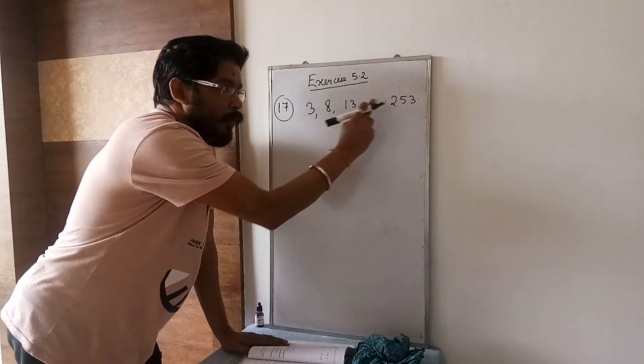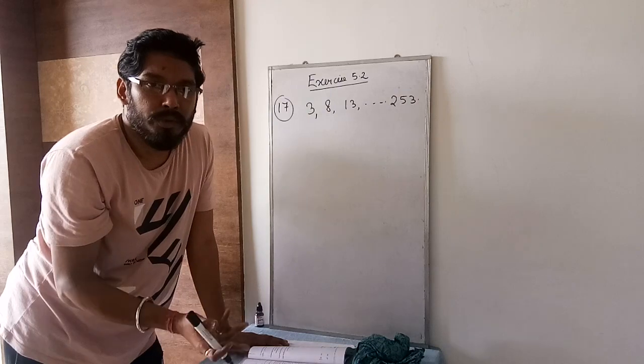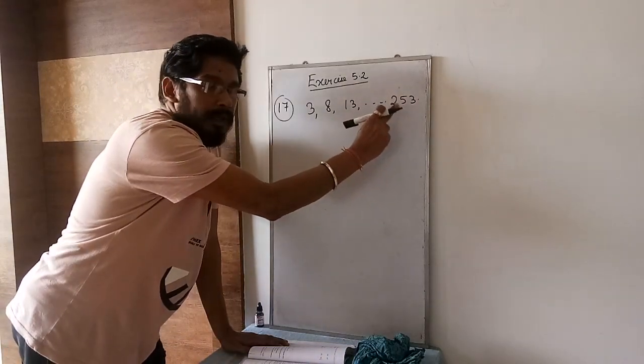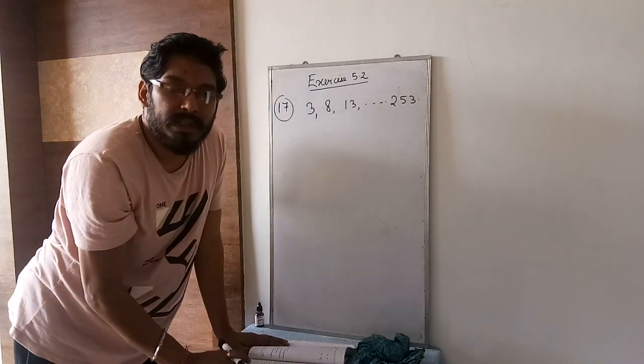So from the last, what will come in the 20th position, you don't know. You have to find out that. So when you take the sequence from the last, when you count it from the last, your last term will act as the first term.